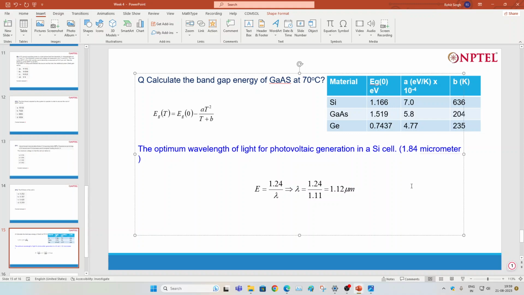So what does this optimum wavelength mean? What does this optimum wavelength mean actually? Why are we requiring an optimum wavelength? Why do we want to know the optimum wavelength for photovoltaic generation in a silicon cell? So I will tell you what happens actually. These are basically semiconductors. These have different properties associated with them. And when you have different properties, it will require a specific wavelength to generate a maximum or an optimum amount of energy. So that is the optimum wavelength for that type of cell.